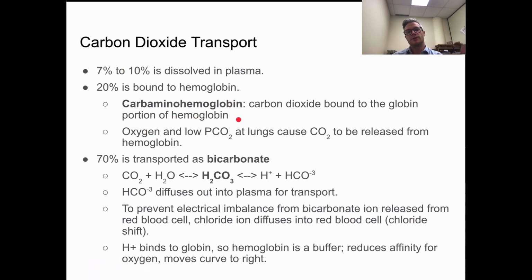and when it's bound to hemoglobin, it's not the same as oxygen. It's not bound to the heme; it's bound to the globin portion in hemoglobin. Okay, so that's a good distinction to keep in your mind. And you get this thing called carbaminohemoglobin. And as we'd expect, where there's low partial pressure of carbon dioxide in the lungs, we would expect the carbon dioxide to flow down that partial pressure gradient and be released from hemoglobin there to be exhaled.